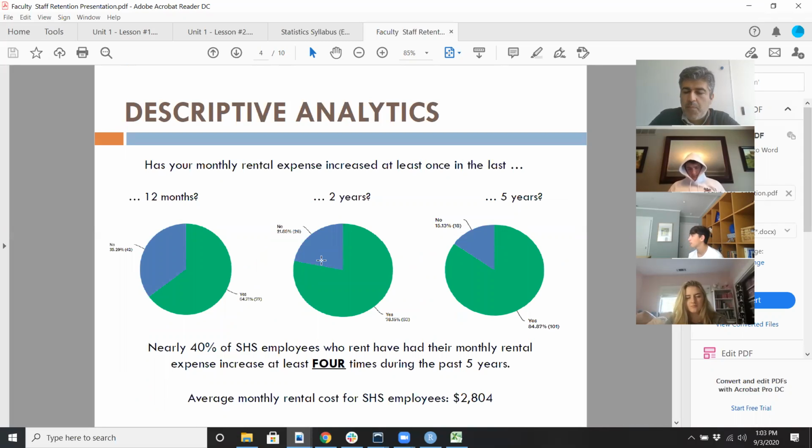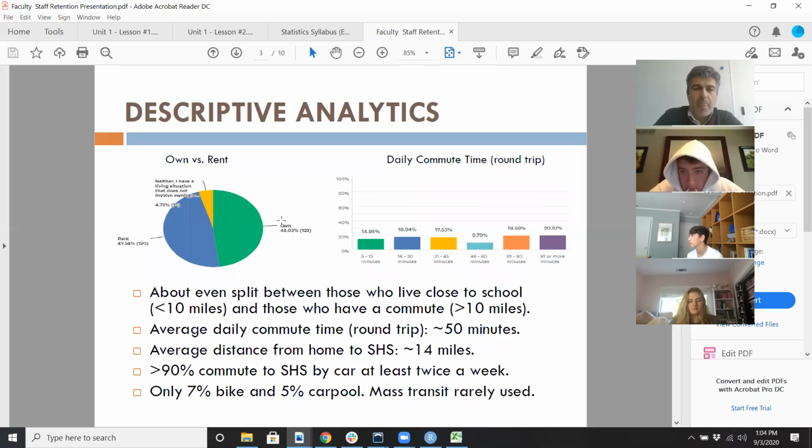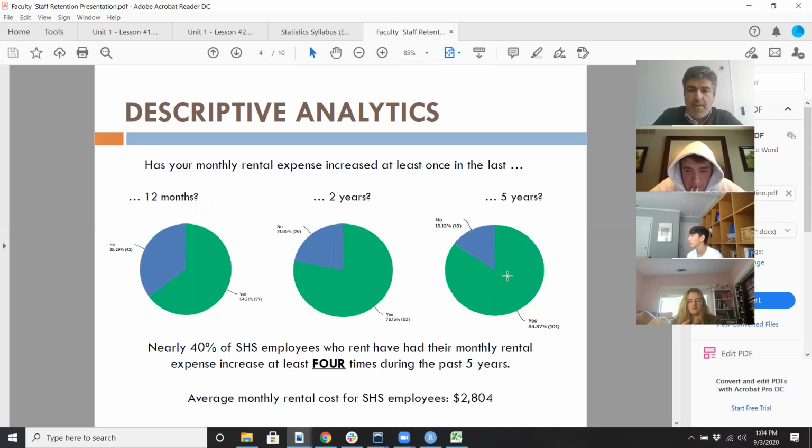Here's yet more data. These are pie charts again, and here I'm asking how many times your rent increased. If you look at this, it's pretty sad. 85% of our employees have had their rent increased. This is again for the employees who are renters. If you look back over here, half our employees rent, half our employees own. But for employees who are renters, their monthly rental expenses increased at least once, 85% in the last 5 years, and still 2/3 in the last 12 months.